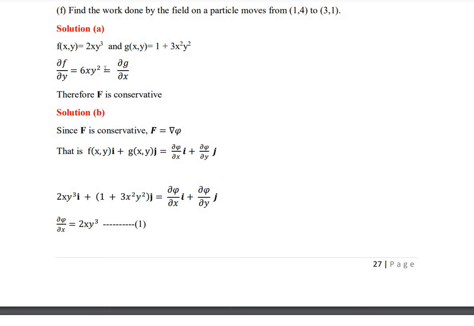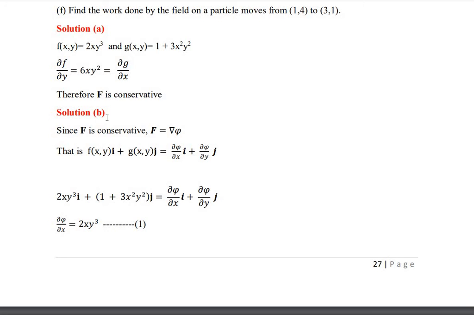First we can find out whether it is conservative or not. So you can find f is 2xy cubed and g. So you take ∂f/∂y, ∂g/∂x. So you will get the same answer, 6xy squared. Therefore F is conservative by the property we have seen in the note.